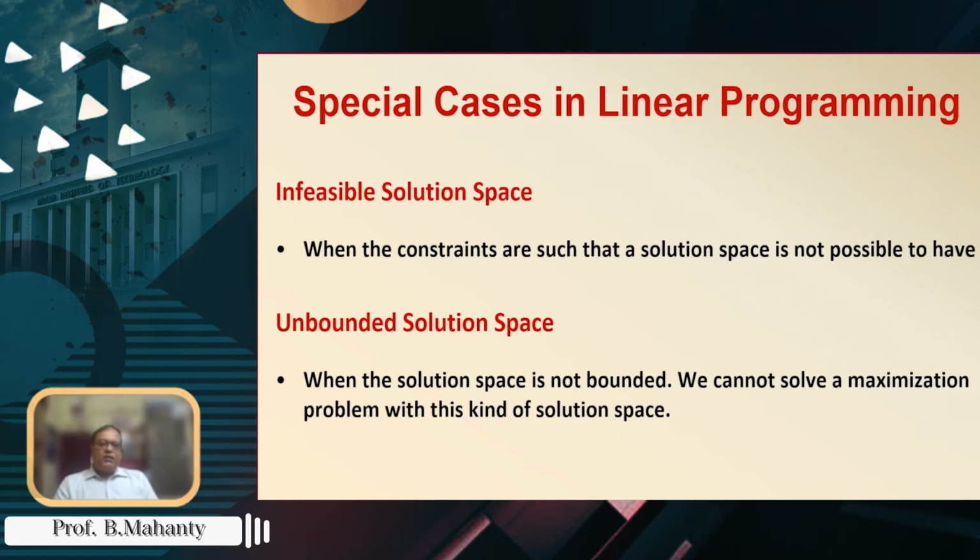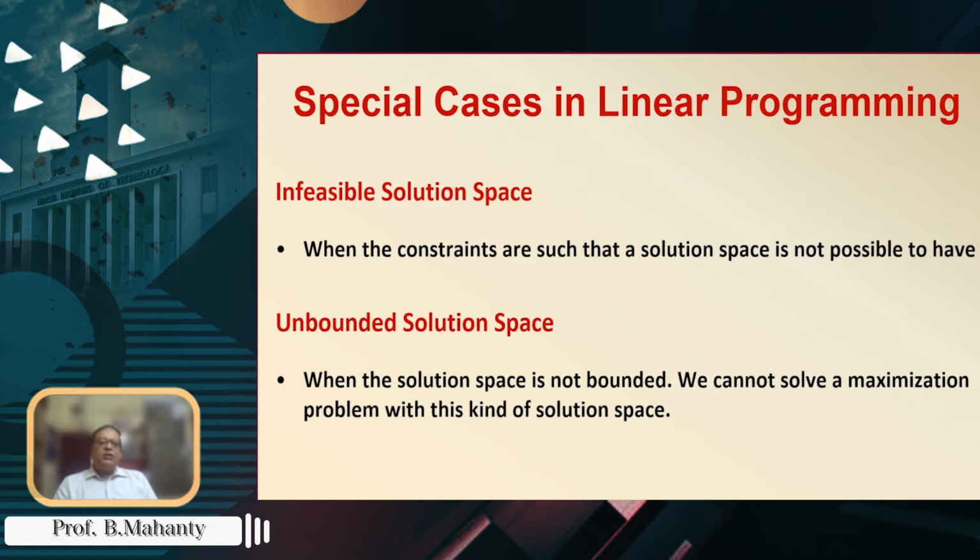Here, yes, the solution space is available, but it is not bounded. For a minimization problem, this may not be a problem because we always know that it is bounded by the two axes on the lower side, the x1 axis and the x2 axis, and 0, 0 is a viable point unless it is cut off by some constraint line. So even if it is cut off by a constraint, the lower bound will always be available. So for a minimization problem, usually the unbounded solution space is not a problem.